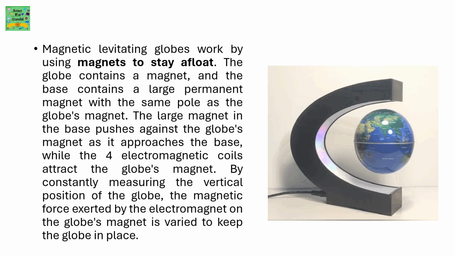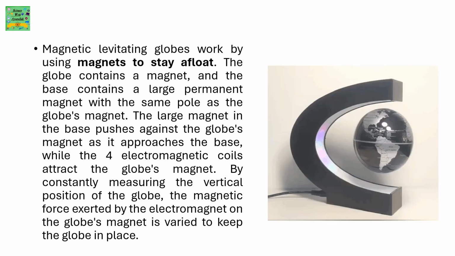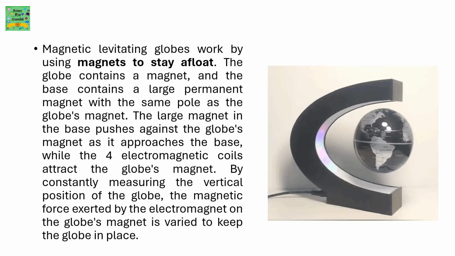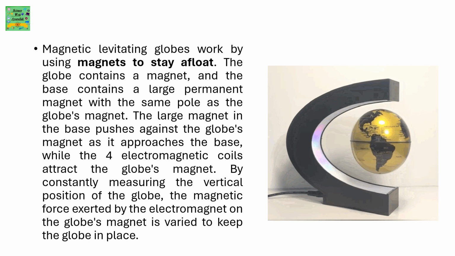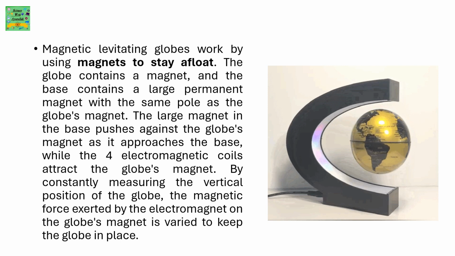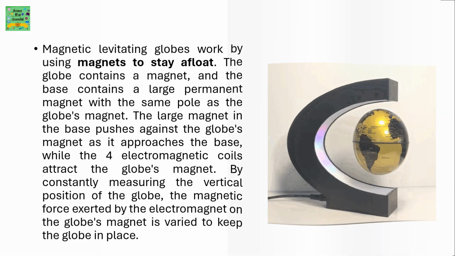Magnetic levitating globes work by using magnets to stay afloat. The globe contains a magnet and the base contains a large permanent magnet with the same pole as the globe's magnet. The large magnet in the base pushes against the globe's magnet as it approaches the base, while the four magnetic coils attract the globe's magnet by constantly measuring the vertical position of the globe. The magnetic force exerted by the electromagnet on the globe's magnet is varied to keep the globe in place.